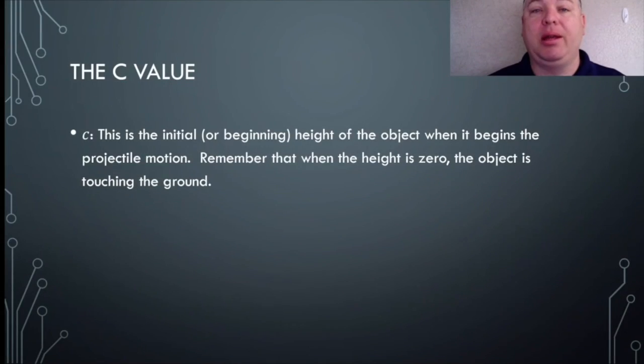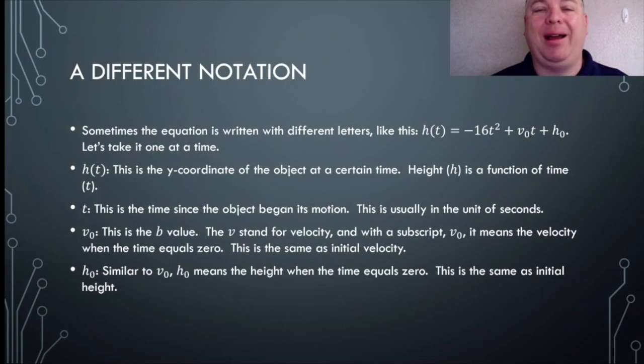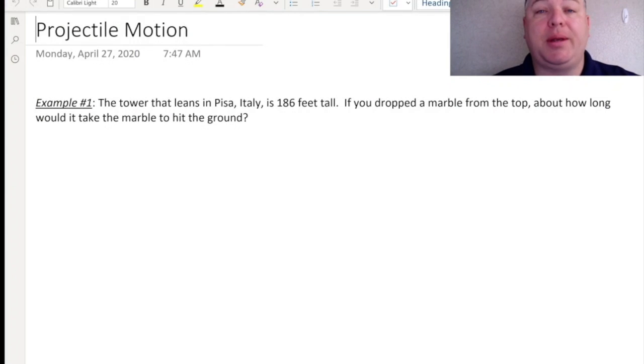The c value is the beginning or the initial height. Sometimes you drop it from a height, like from a tower. Sometimes the object starts at the ground level. Remember, when the height is 0, that means an object is on the ground. H of t is the function of a height at a certain time. V sub 0 is the initial velocity, and h sub 0 is the initial height. Now we'll do some examples to see how to apply projectile motion.